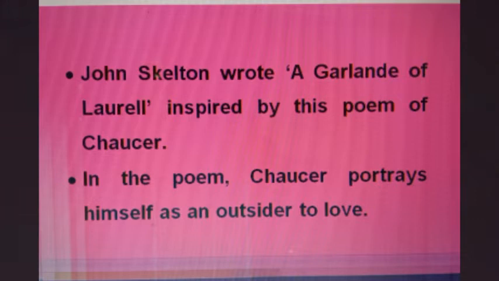And another person who was inspired by the poem was John Skelton. John Skelton's work, A Garland of Laurel, is inspired by Chaucer's The House of Fame. So remember, John Skelton's work, A Garland of Laurel, is inspired by Chaucer's poem, The House of Fame.